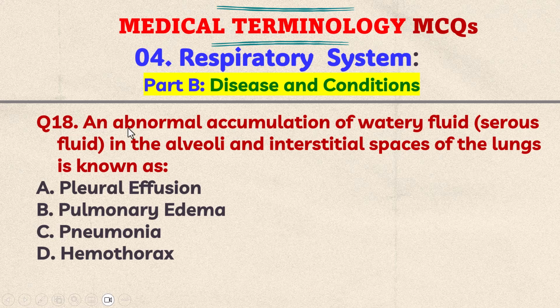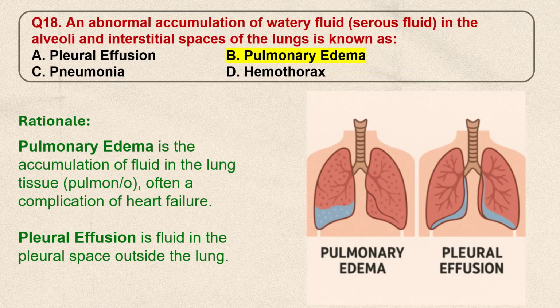Question number 18. An abnormal accumulation of watery fluid, that is serous fluid, in the alveoli and interstitial spaces of the lungs is known as A, pleural effusion, B, pulmonary edema, C, pneumonia, D, hemothorax. Think the answer. The correct answer is B, pulmonary edema. You can see pulmonary edema, that is fluid inside the lung, but pleural effusion means fluid outside the lung within the pleural space. So pulmonary edema is the accumulation of fluid in the lung tissue, that is pulmono, often a complication of heart failure. On the other hand, pleural effusion is the fluid in the pleural space outside the lung.